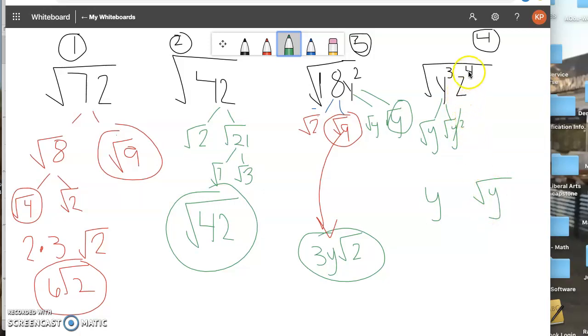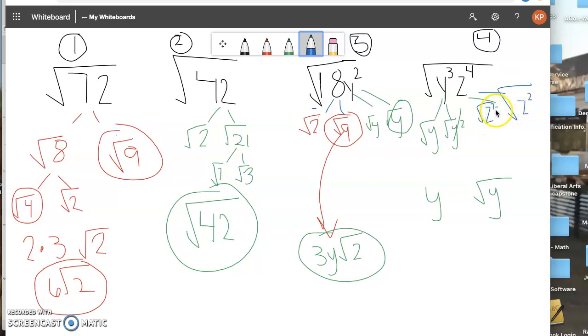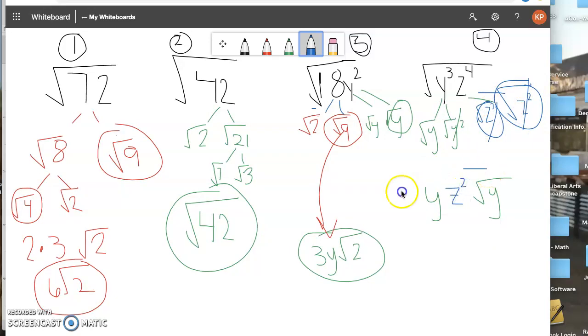And then if I look at z to the 4th, I could have taken out a z squared, and another z squared. Because remember, when we multiply the same base, we add the exponents. So 2 plus 2 is 4. And look at that. It's a pair of radicals. So I can take them out and have y times z squared with a radical y left over. I also know that 4 is a perfect square. So if I took the square root of 4, I'm left with z squared.